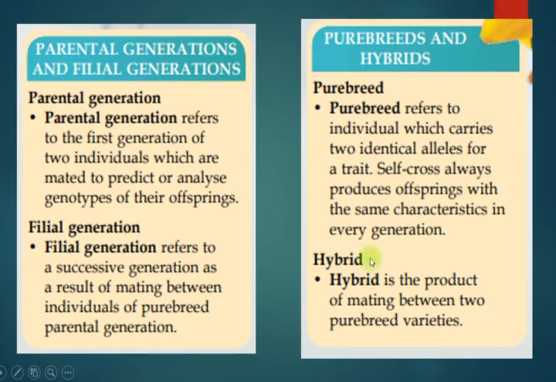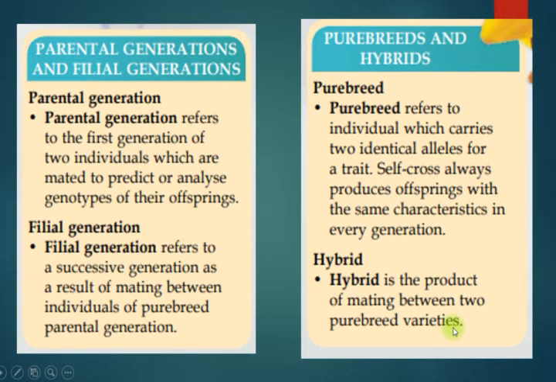Okay, and hybrid. What is a hybrid? Hybrid refers to the product of mating between two purebred varieties. Okay, so hybrid, kacukan, refers to the product of mating between two purebred varieties.